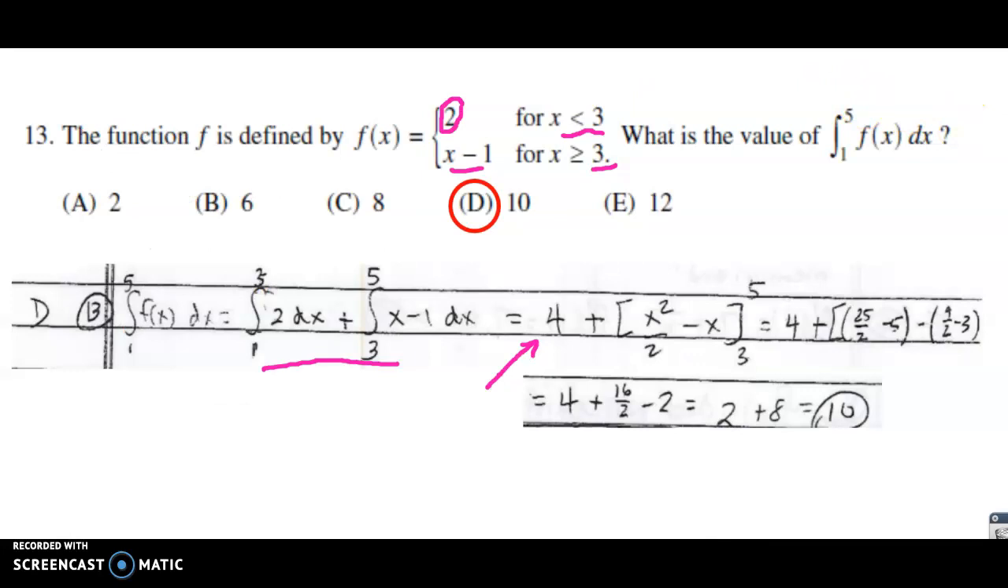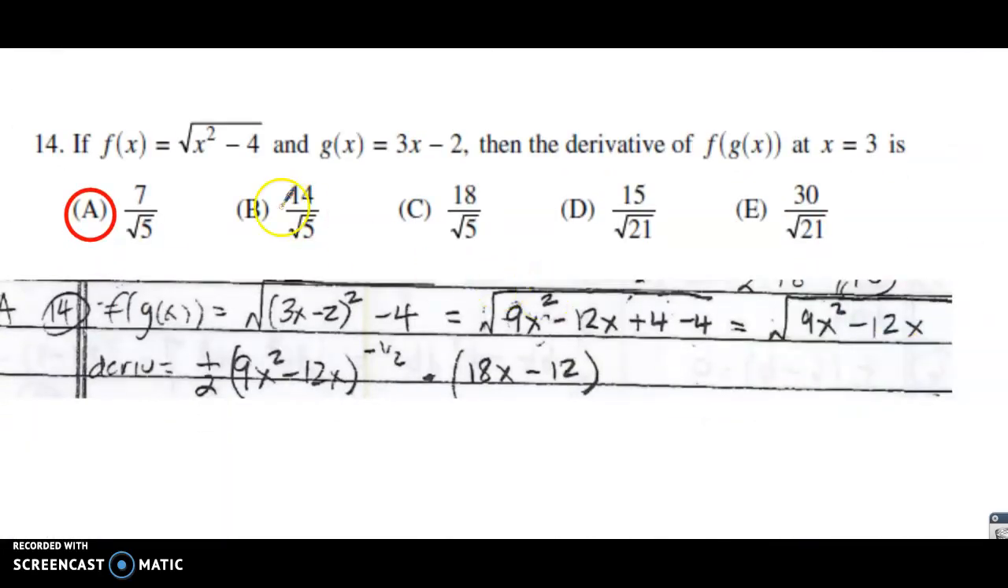Whoops, back to 14. In number 14, we have f as an original function and g as an original function. The derivative of f of g of x. Well, we need the chain rule. So the way that I did this problem is that I actually generated f of g of x by substituting g, 3x minus 2, in place of x in my function. And so that's what I did right here. And then I squared that binomial: square the first, double the product, square the last. And that's what I did here. And then I combined like terms, and then I took the derivative.